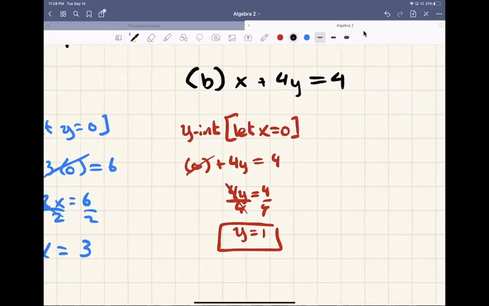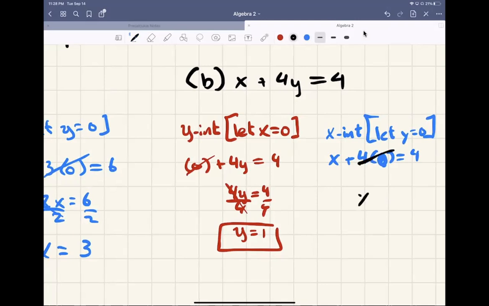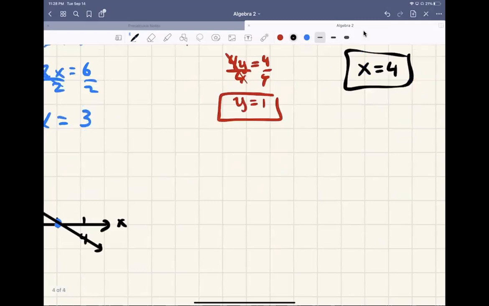Okay. And very similarly, we're going to do the x-intercept, only we're going to let y equal to 0. Okay? So you're going to have x plus 4 times y is equal to 4. No, times 0, right? 4 times 0 goes away. You're going to get x is equal to 4. This is an easier one. And then all we got to do is graph it, all right?